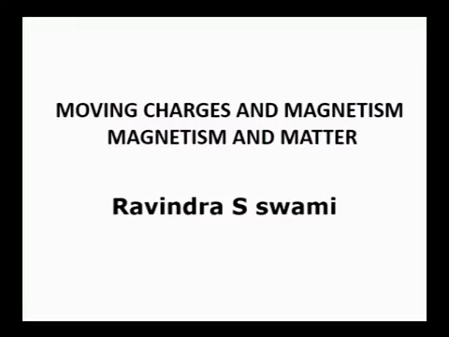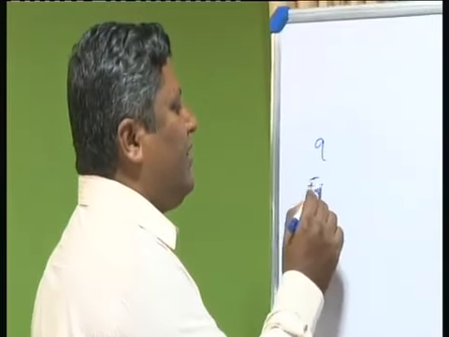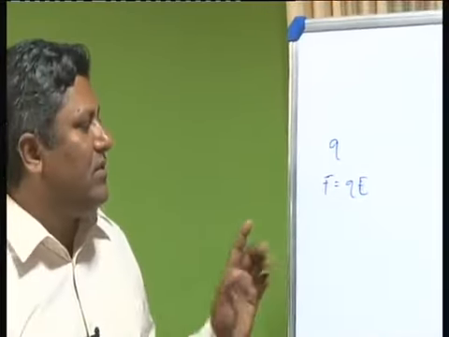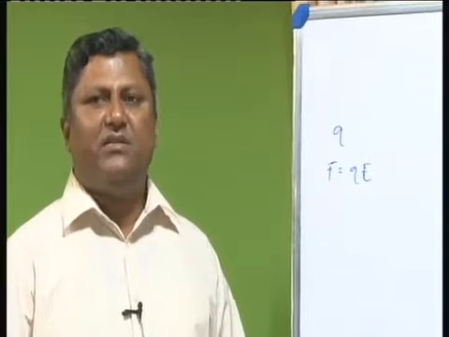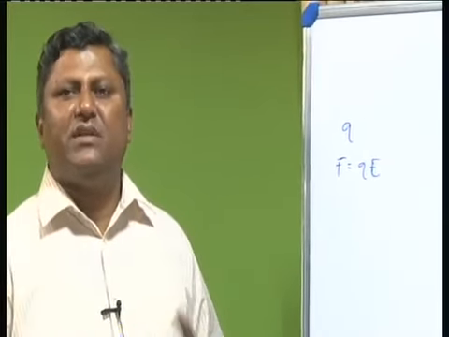Today we are discussing an important chapter, moving charges and magnetism. You know that if a single charge is placed in an external electric field, it experiences a force, that is F equals Q into E. So in case of electrostatics, the force on a charged particle is always in the direction of the electric field. But now we'll see what happens in case of magnetism.